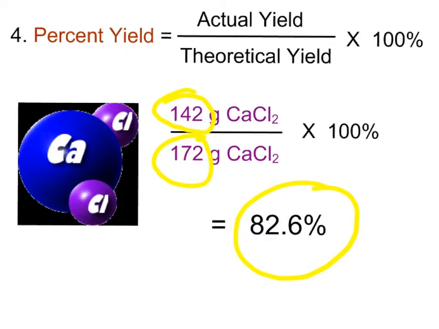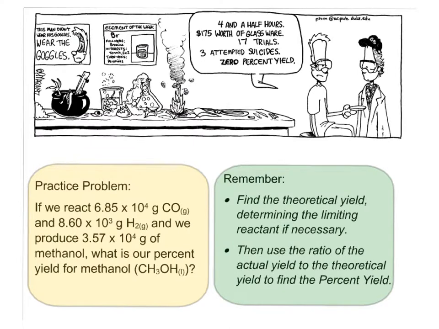So let's look at another problem. Here is a little practice problem for you if you would like to try this. Remember, we are just doing what we have learned, what you already know how to do. You're finding the theoretical yield by using what you know of how to find the limiting reactant. You're using lots of calculating skills that you've already learned during this unit, and then you're just plugging those numbers into the formula for percent yield. So it's really not any harder than what you've already done.